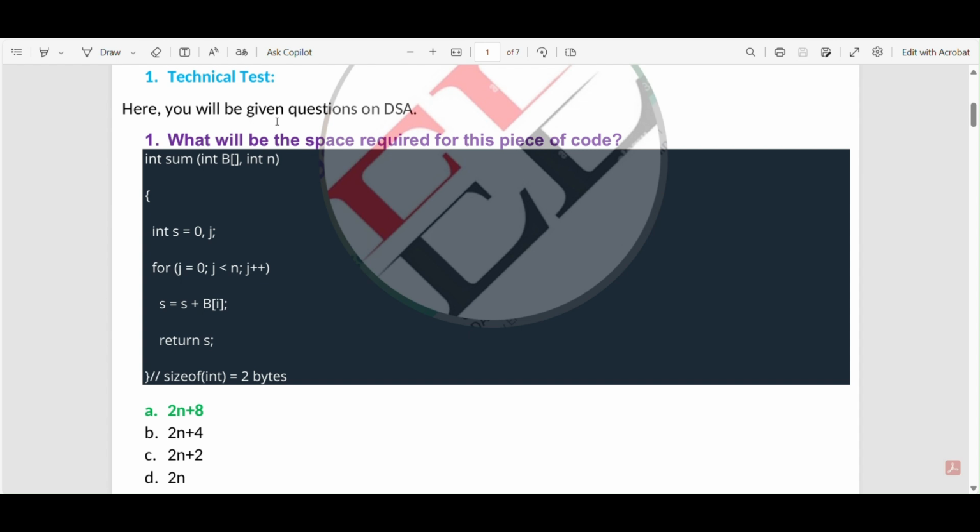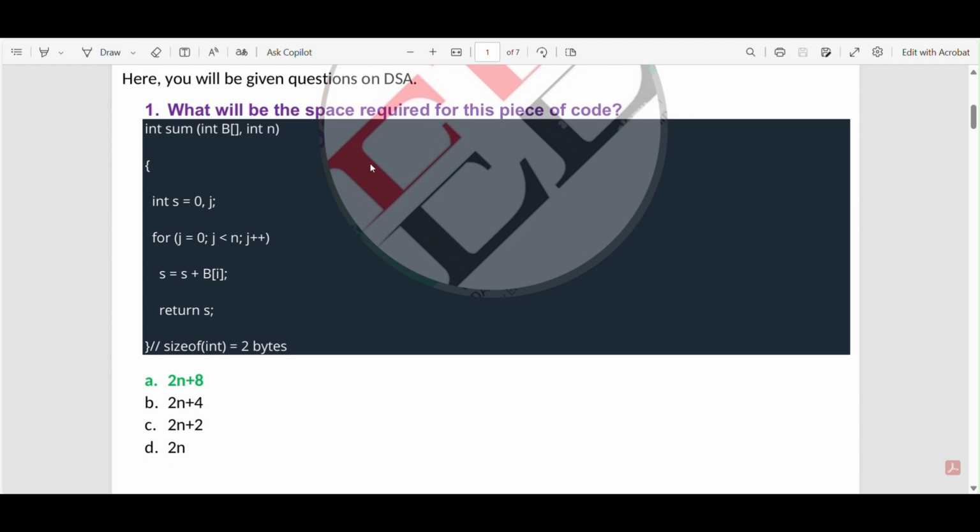So when you see here, you'll be given questions on DSC. See, what is the space required for this piece of code? You need to calculate the space complexity of this program. And when you calculate the space complexity of this program, you will be getting 2n plus 8. How will this be done?